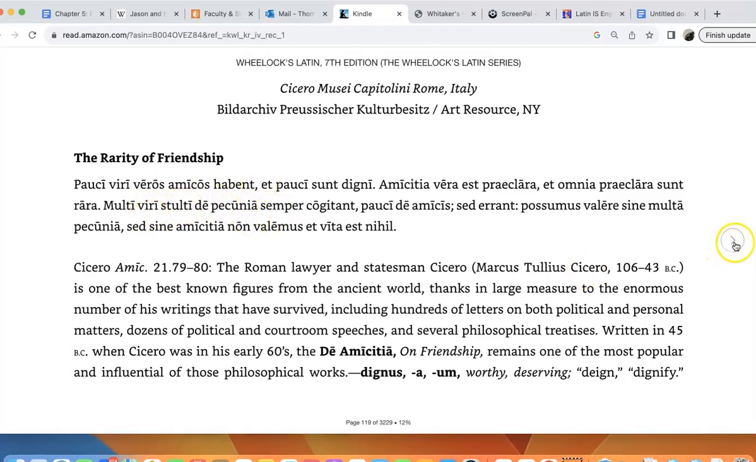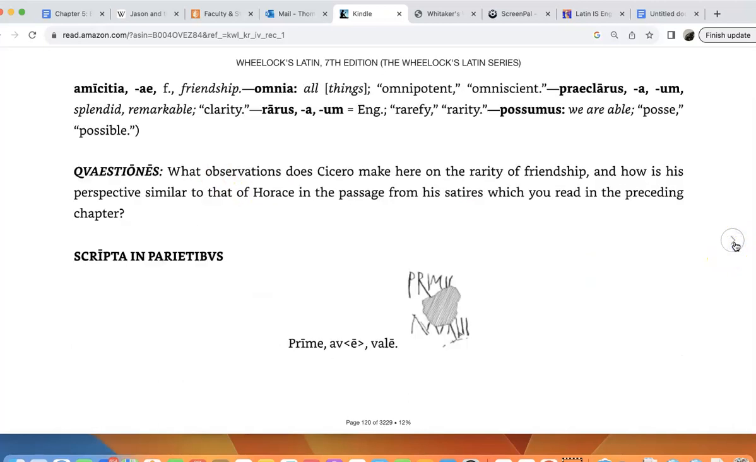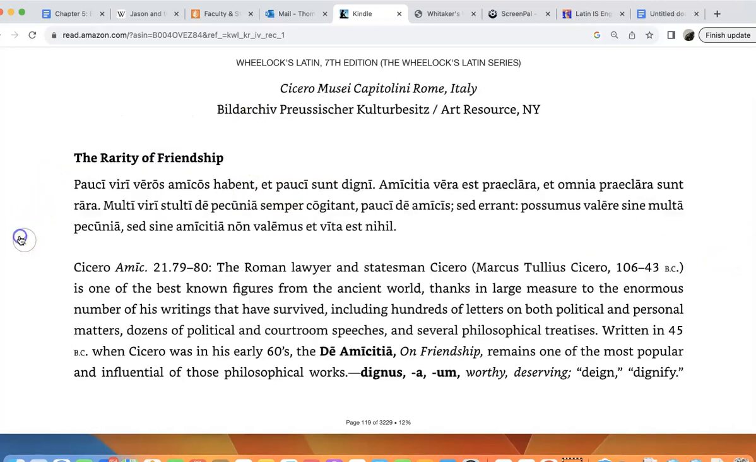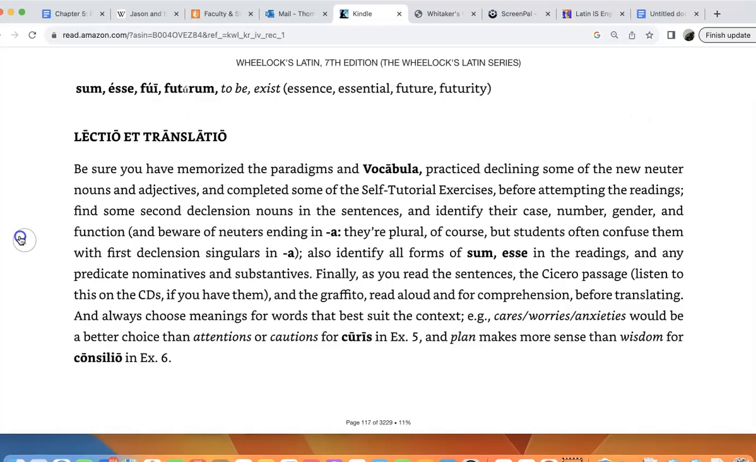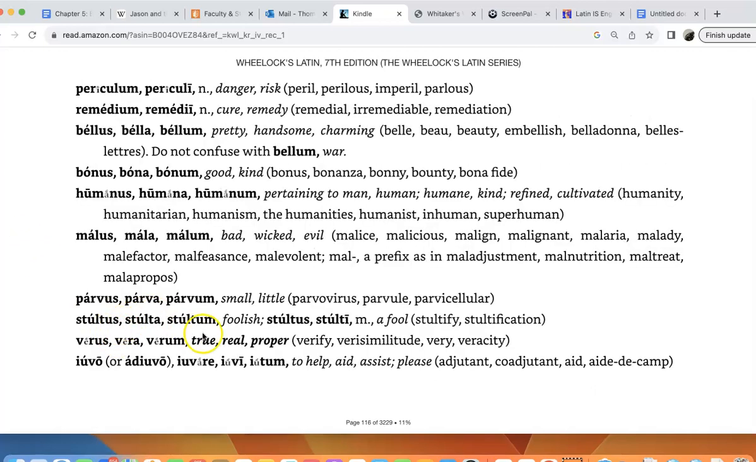Now, stulti, that's one of our vocab words. Let me go back here just to show you how. So stultus, or foolish, actually sounds a little bit better. But it is where we get the word stupid, S-T-U, or dumb. But we'll go with foolish.